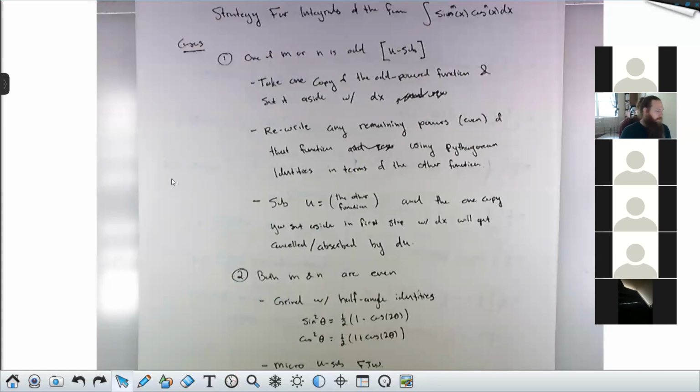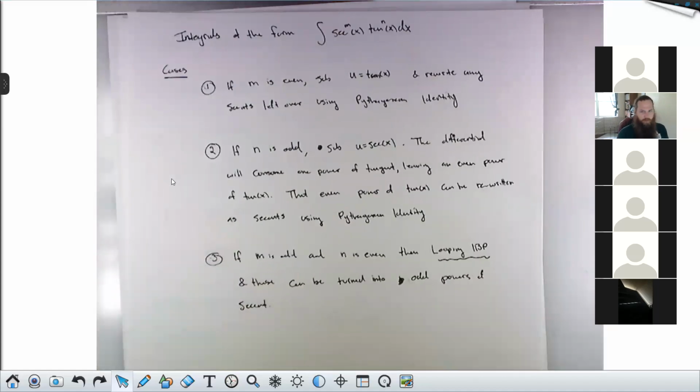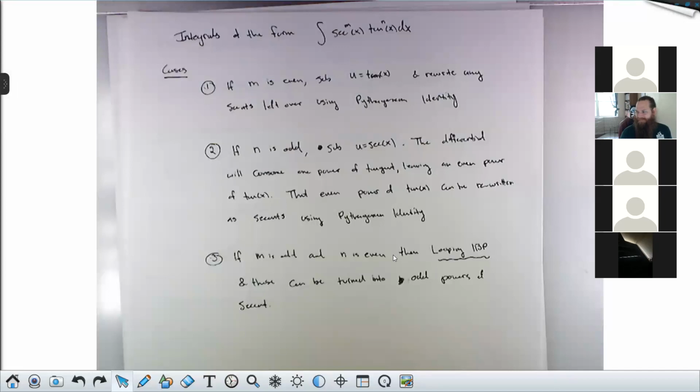All righty, and we're going to go back to that last page one more time. Here's the secant tangent strategies. Again, real quick, I'll hold here for now. This is broken down in the textbook also. So the secant tangent cases: if the power of secant is even, sub for tangent, and use trig identities to make it work. If the power of tangent is odd, sub for secant, and use trig identities to make it work.